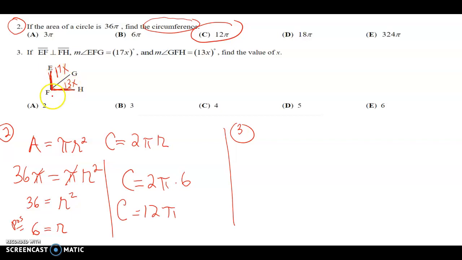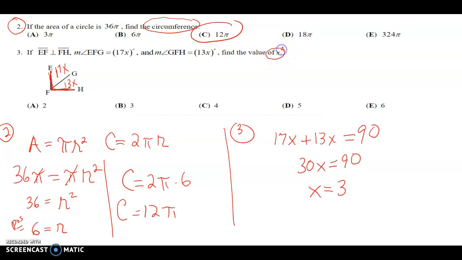Because we have a right angle, we know that the measure of the right angle is 90 degrees. So that 17x plus 13x must equal 90. Yes, it's all degrees. 30x is equal to 90. So x is equal to 3. Let's look at the question being asked. Find the value of x. So we could stop here. X equals 3. B is our answer. Sometimes the problem asks us to do something with x once we found it. But in this case, we're done.